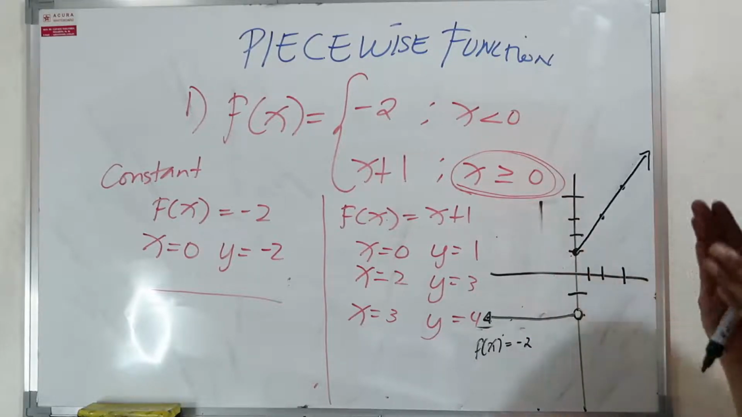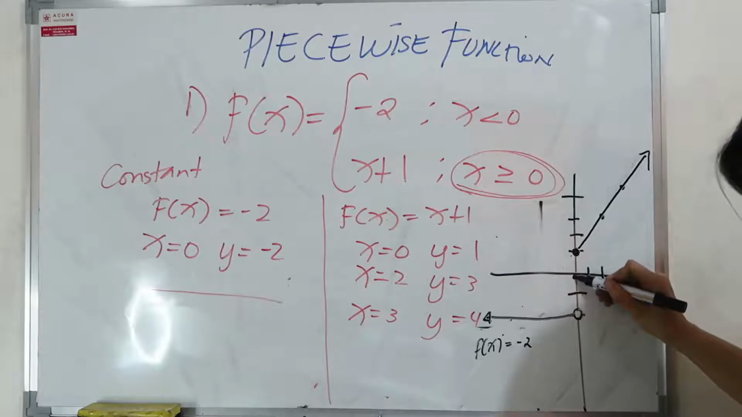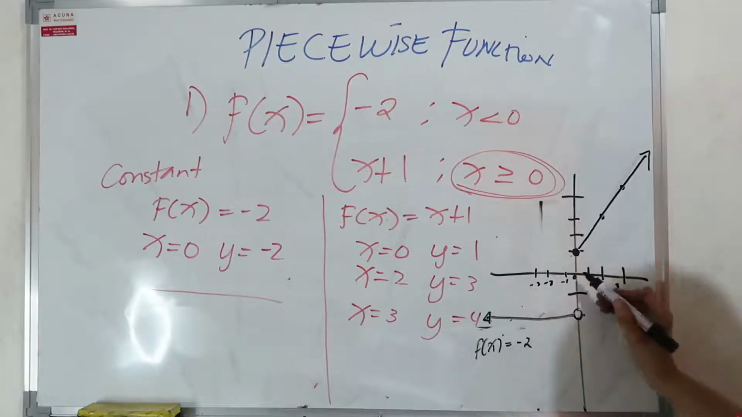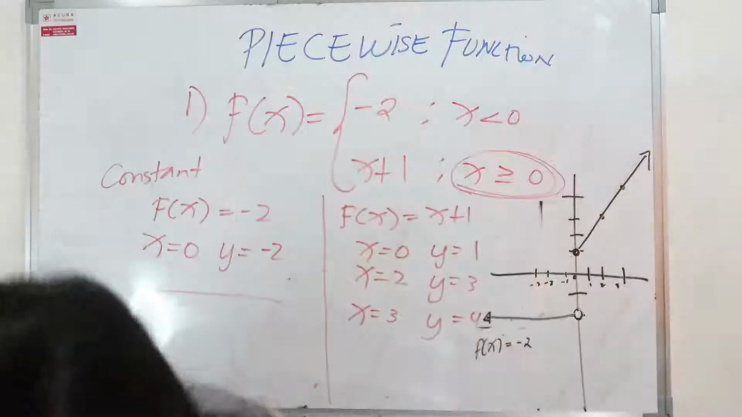Okay. So the endpoint of the graph is up to this one lang. Because this is your 0 eh. Okay? This line is 0. Diba ito yung 0 ng x? 0, 1, 2, 3. The other side is negative. Negative 2, negative 3. So this is your 0. Okay? That is 0.